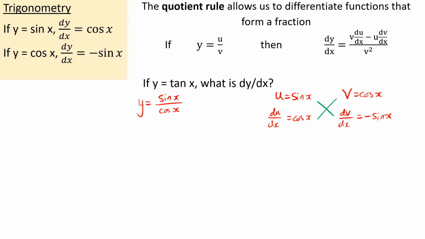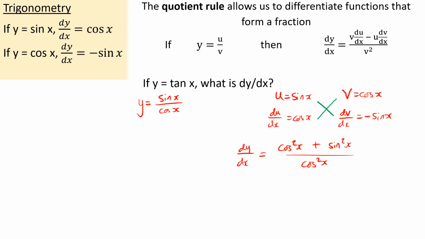We want to do v du. So the first one we want is cos times cos, that's cos squared. Take away, and then u dv. So that's minus sine times sine, that'll be minus sine squared. So we've actually got a minus minus in the middle there. Let's change that to a plus. And then what's on the bottom? V squared is cos squared x. So that's looking pretty decent for our dy dx.